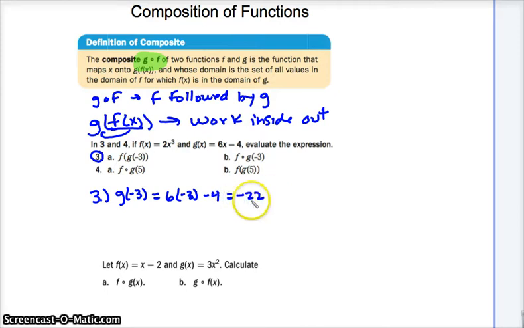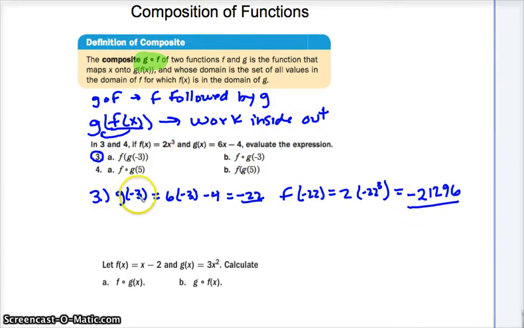-22. I will now take -22 and plug that in for f. So f of -22 equals 2 times -22 cubed, and then we'll find our answer. So -22 cubed times 2 equals -21296.